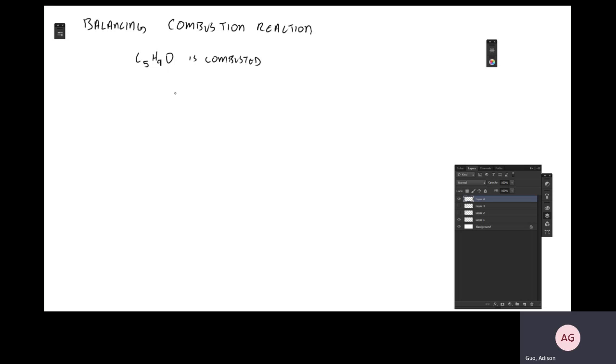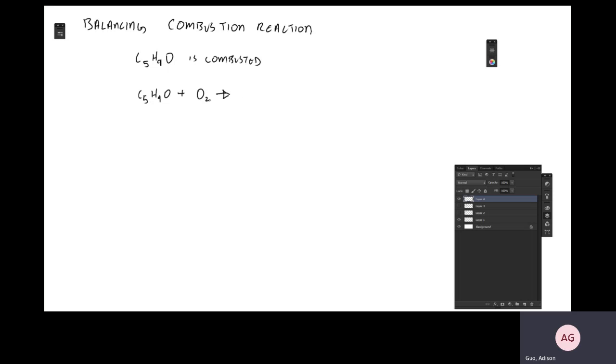Basically what it means to be combusted is we're going to take that thing and burn it. We're basically going to combust it, explode it, burn it. So to burn something, you're going to need oxygen, right? Something that's burning needs oxygen. You should know this if you ever worked with campfires or anything.